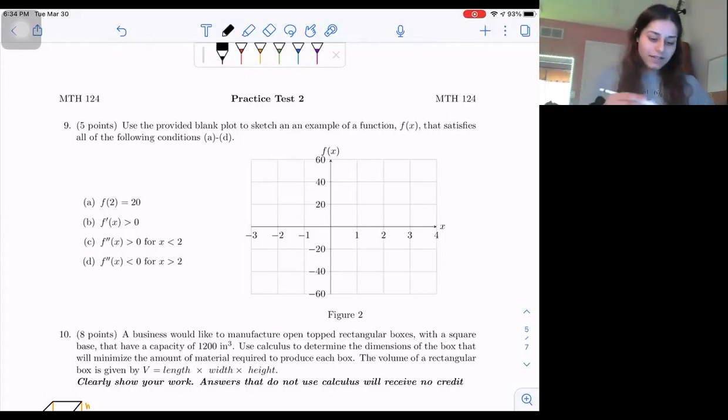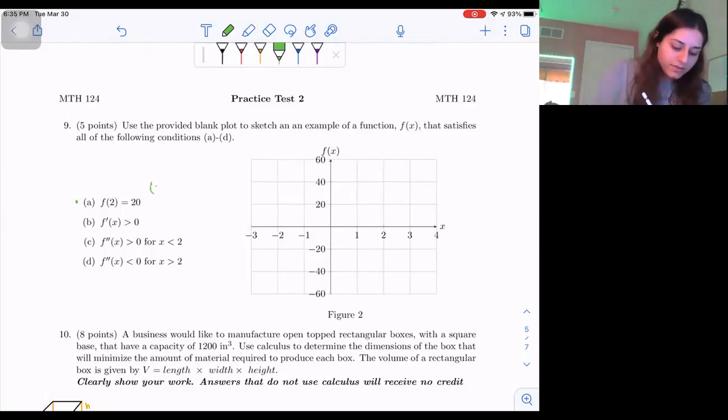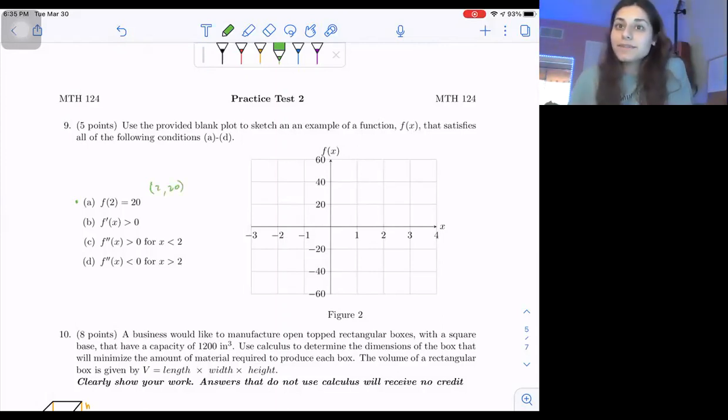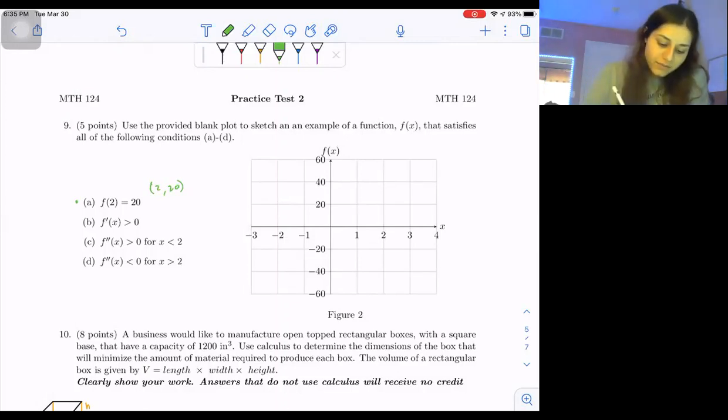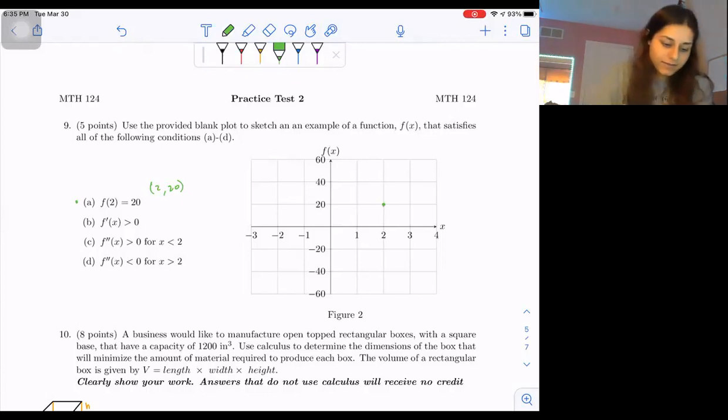Okay. So if we're looking at A, that gives us f of 2 equals 20. So it kind of gives us the point 2, 20. Oops, 2, 20. Okay, that one's really easy. X equals 2, y equals 20. So we have a point right there. That's a point on f of x. Remember, we're sketching an example of the function f of x, which is the original function. Like I always say, make sure you know what graph you're looking at.